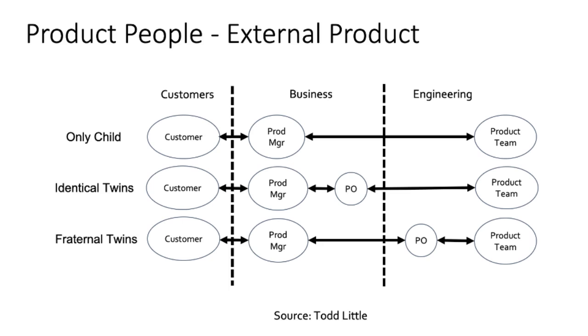In other cases, organizations split up the product responsibilities so that you have one or more people focusing on understanding the customers and other people who focus on building shared understanding with the product teams. These are the identical twin and fraternal twin models. The difference between these two models is the organization in which the product person reports. This difference is important because it can impact how product people interact with each other.